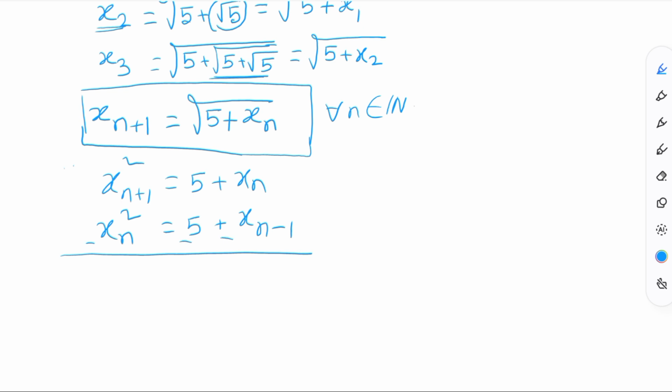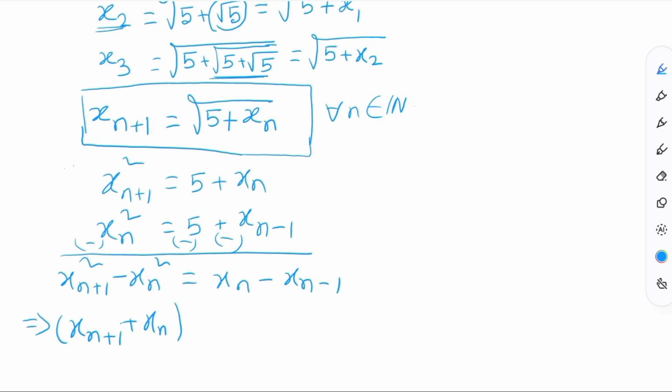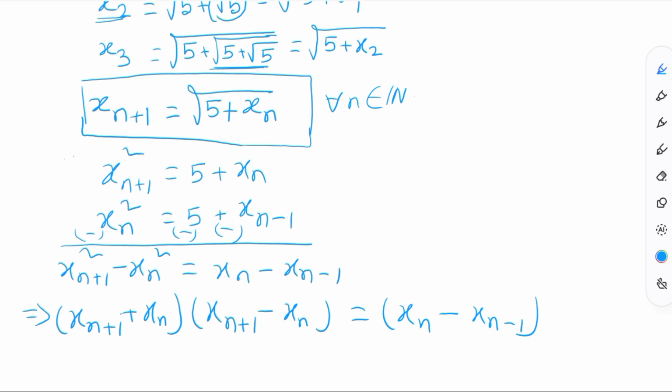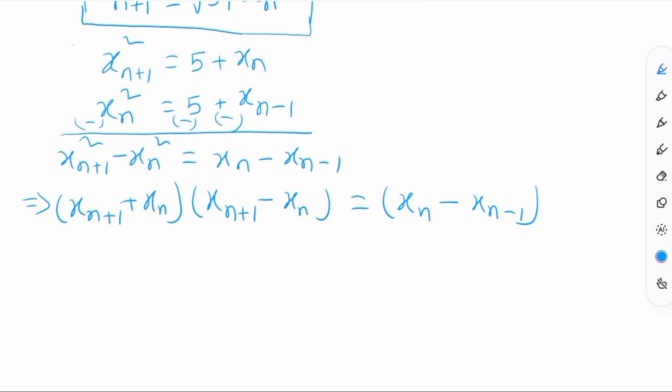So this is xn plus 1 squared minus xn squared equals 5 minus 5, which is 0, this is xn minus xn minus 1. From this line, using the a squared minus b squared formula, a plus b, that means xn plus 1 plus xn, into a minus b, that means xn plus 1 minus xn, equals xn minus xn minus 1. Okay everyone.